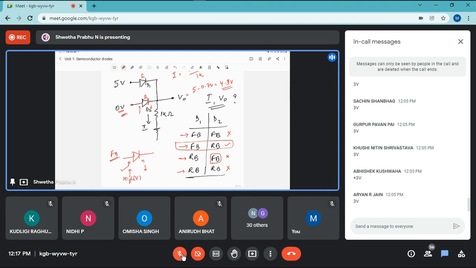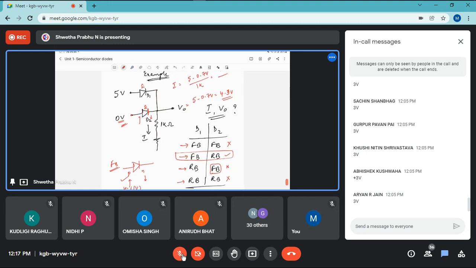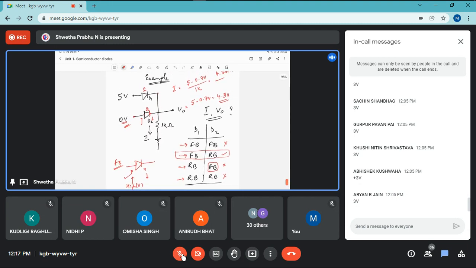But in the question, they're asking you, for the given circuit, to calculate some value of current and voltage, right? You can't assume both the diodes as reverse biased. That is not at all possible. Okay, ma'am. So that is the reason the fourth condition is ruled out. Yes, ma'am. Okay. Please analyze this once again.